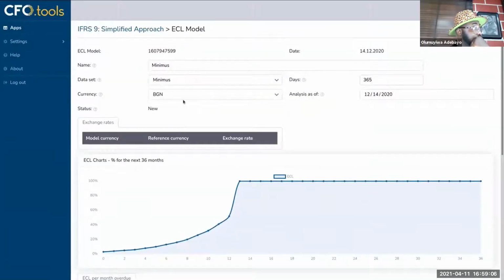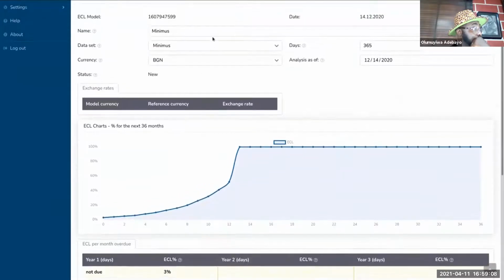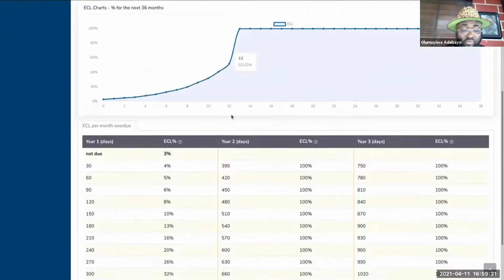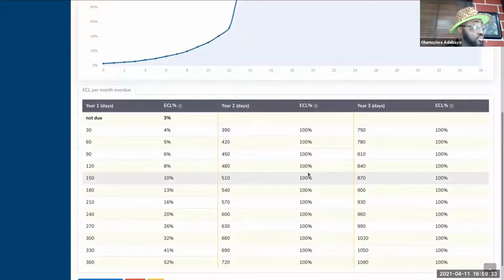These include the model name, the dataset that was used to estimate the model, the number of days taken as loss cutoff threshold, the currency of the analysis, and the date of the analysis. If the dataset features invoices and payments in different currencies, then there is also a separate table with the relevant exchange rates needed to convert all invoice amounts and payments to the currency of the analysis. Below these details, we see the computed loss rate curve presented in both graphical and tabular form.